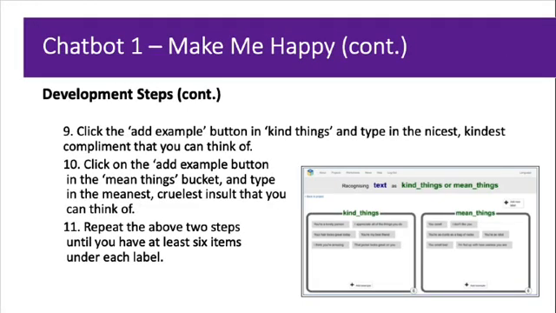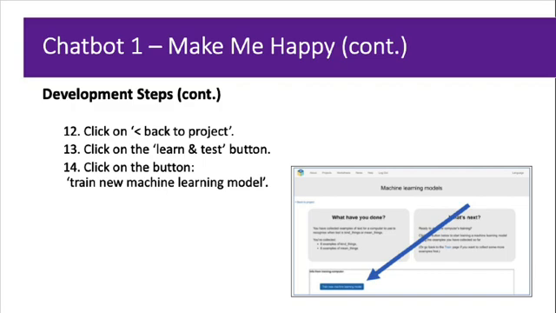9. Click the Add Example button in Kind Things and type in the nicest, kindest compliment that you can think of. 10. Click on the Add Example button in the Mean Things bucket and type in the meanest, cruelest insult that you can think of. 11. Repeat the above two steps until you have at least 6 items under each label. 12. Click on Back to Project. 13. Click on the Learn and Test button. 14. Click on the Train New Machine Learning Model button.